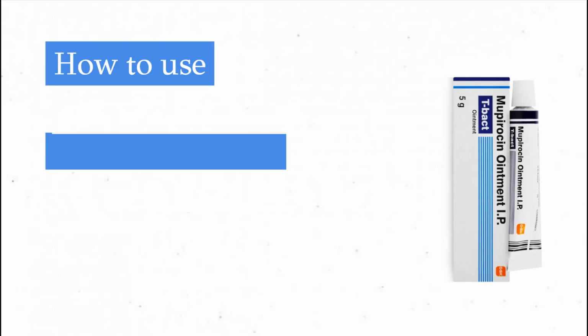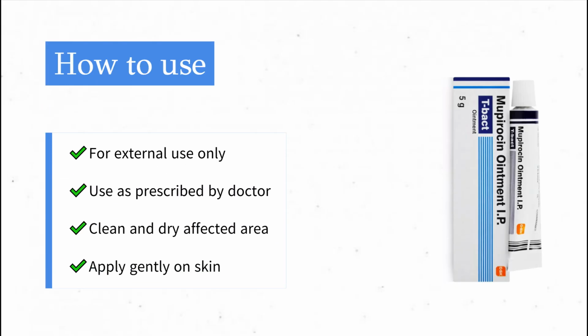How to use. T-BACT ointment is for external use only. Use it in the dose and duration advised by your doctor. Before applying, clean and dry the affected area. Apply the ointment gently and massage it onto the affected skin.